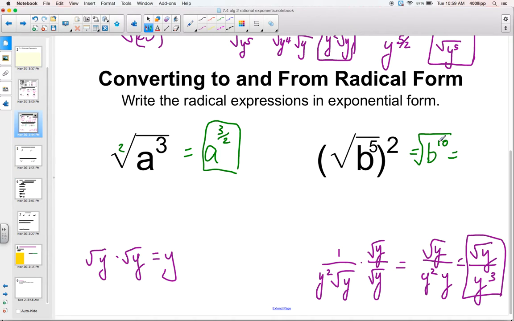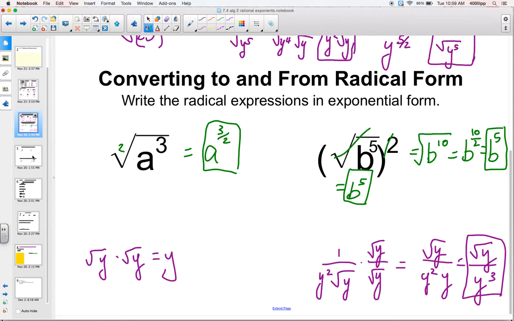And then we can do power over root. So 10 over 2 is really b to the 5th. So that's one way to do it. The other way is to see that the square root and the squared will cancel out, and then you're just left with b to the 5th. Same thing.